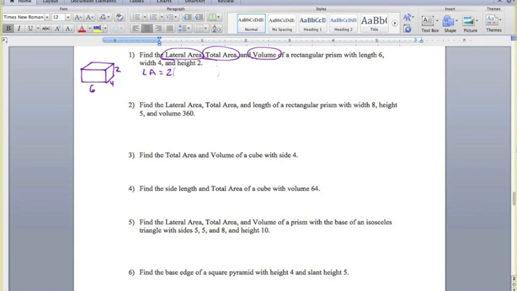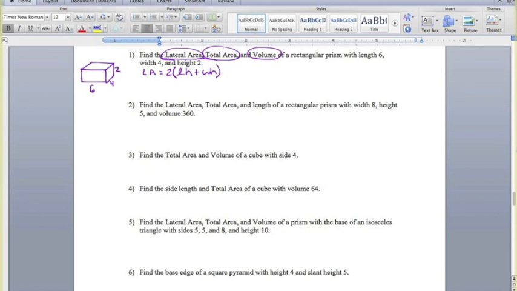Working. All right, let's try this again. The lateral area formula says 2 times length times height plus width times height. What lateral area is calculating is the areas of the rectangles around the sides of this. So not the bottom of it, not the top of it, but the rectangles around the sides.